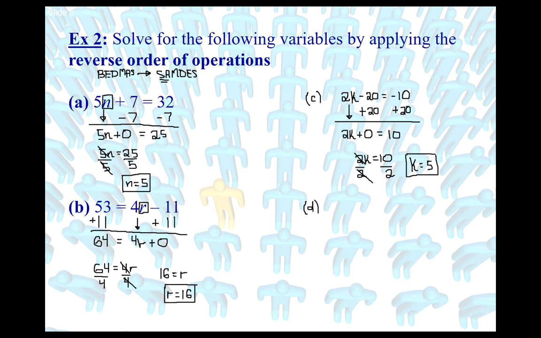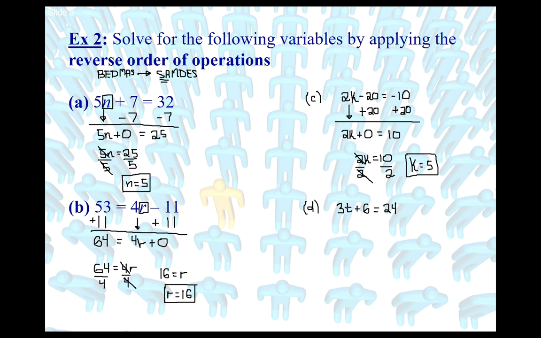Okay, and let's do one more. So let's do something along the lines of, how about 3t, and let's do plus, I don't know, 3t plus 6 is equal to, I'll do 24.